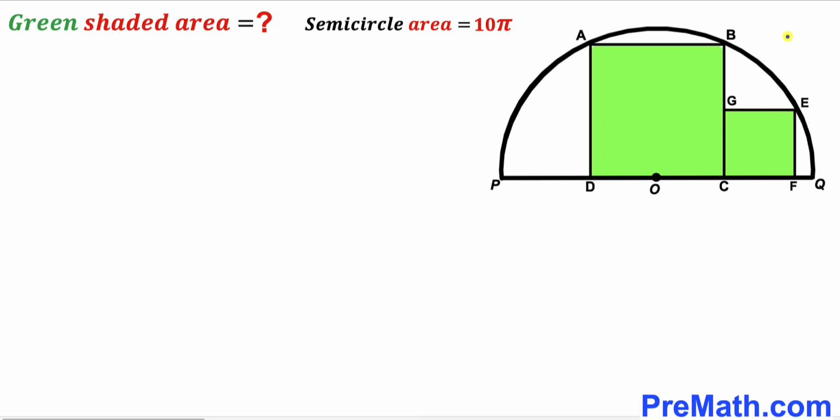In this video, we have this larger square ABCD and the smaller square EFCG, fully inscribed in a semicircle with center O, as you can see in this given diagram. Furthermore, the area of this semicircle has been given to us as 10 times pi square units. Our task is to calculate the area of this green shaded region, this area and this area combined.